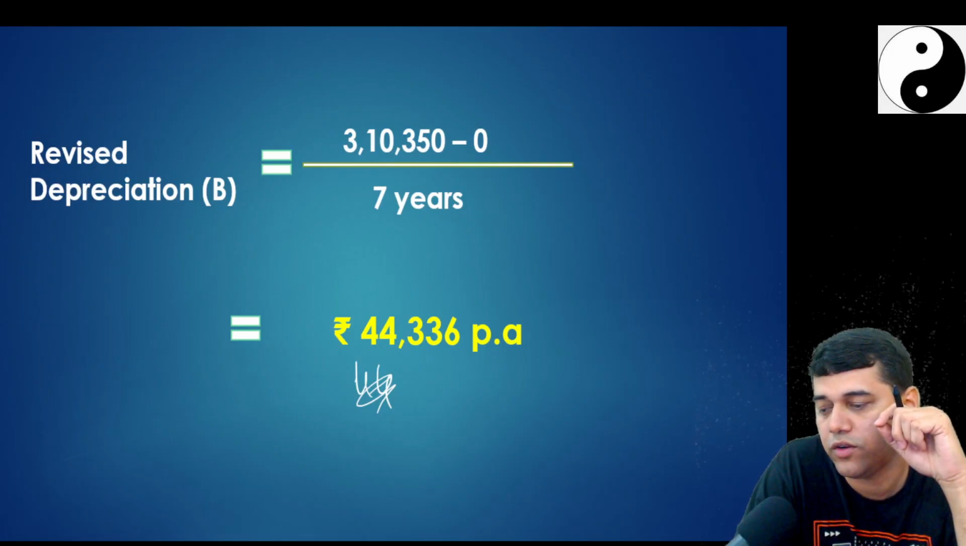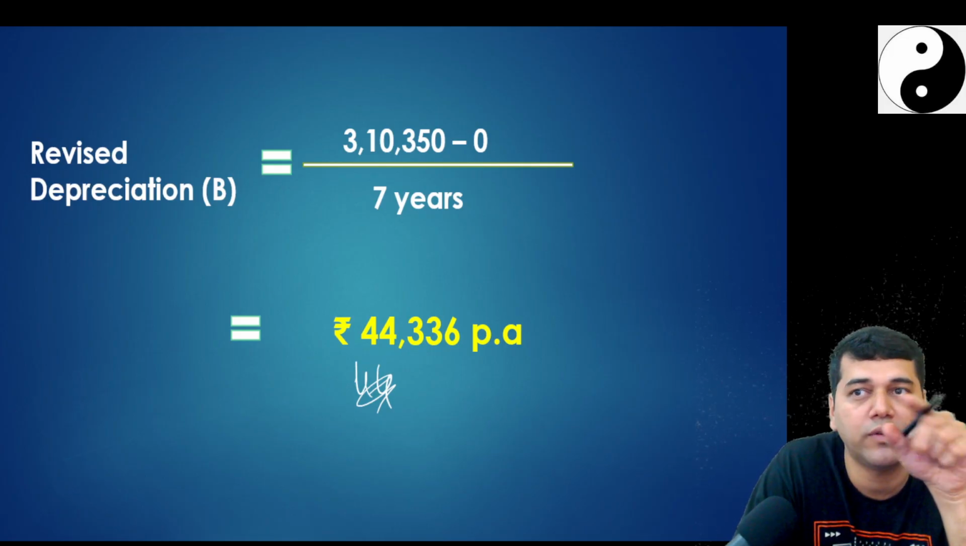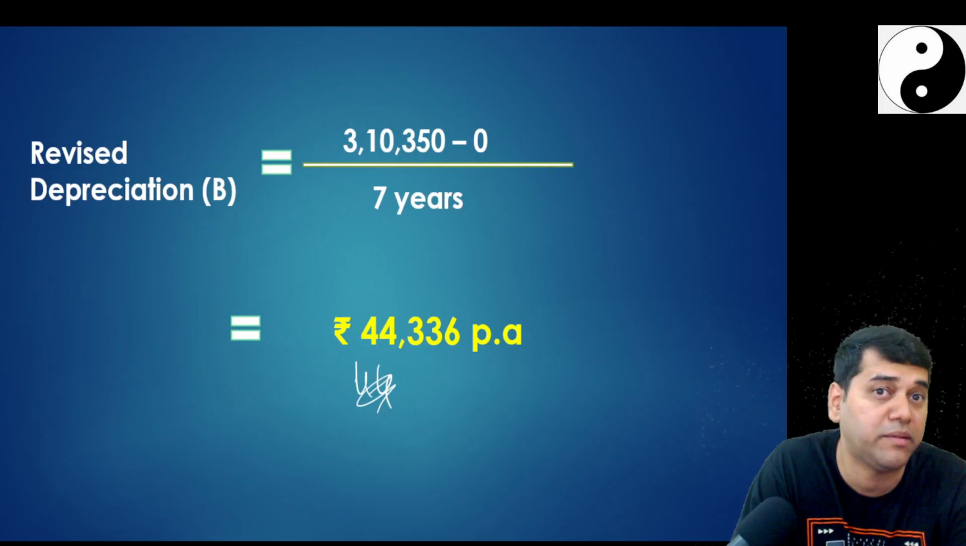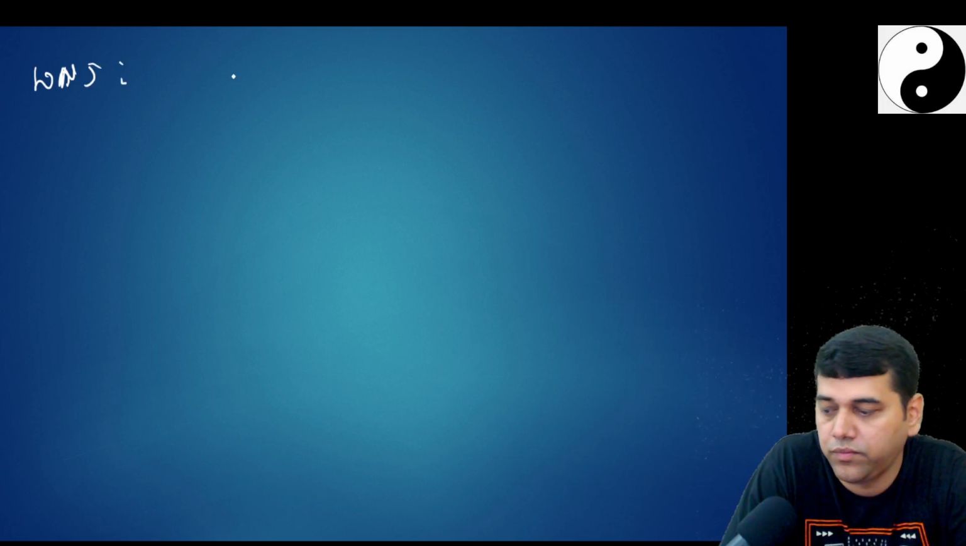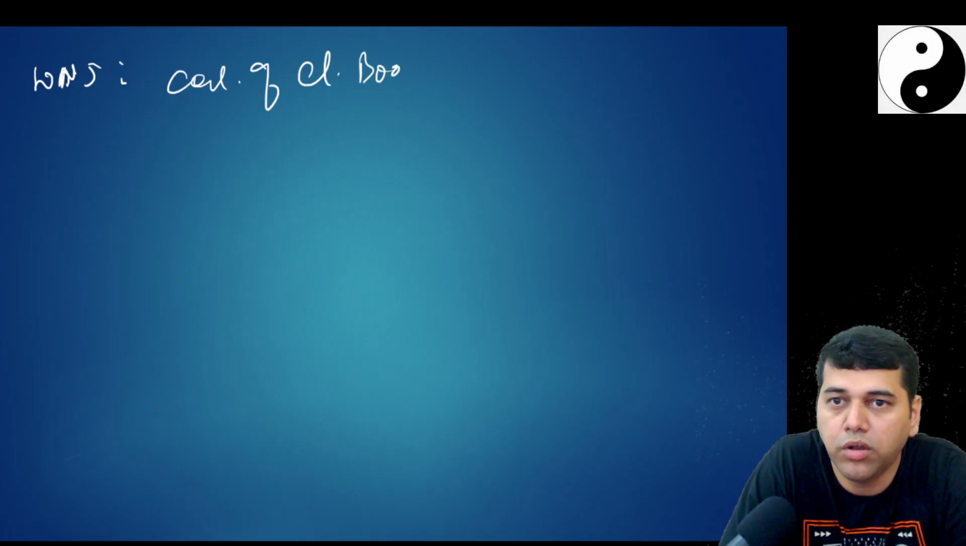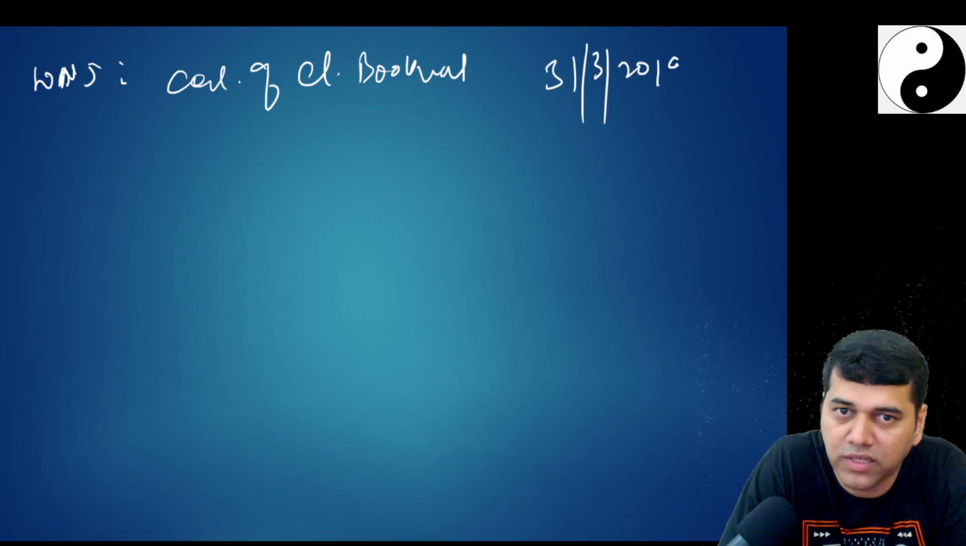Okay, so for this we have to check whether impairment reversals are there or not. That's why 11 lakh gives me an indication. Maybe in the examination they will give you more clarity. So first prepare working note number 5. Calculation of closing book value on 31st March 2019.